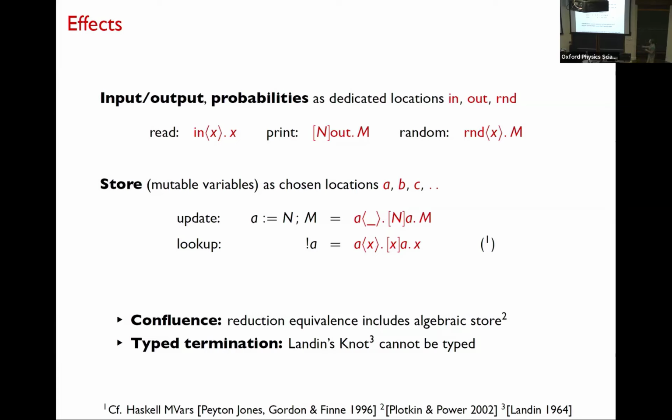So what we get with this is confluence for this calculus, for this interpretation, which means that you have a sound notion of reduction equivalence. A confluent reduction relation can be seen as an equivalence, and that includes algebraic store. So we get the laws of Plotkin and Power for free, and type termination for higher order store. If anyone's familiar with Landin's knot, this uses higher order store in a typed way to encode recursion. This can no longer be typed.